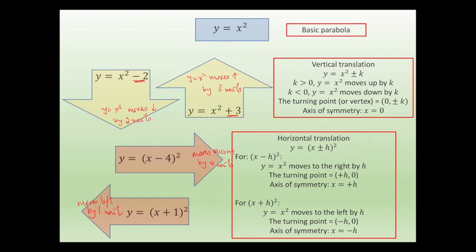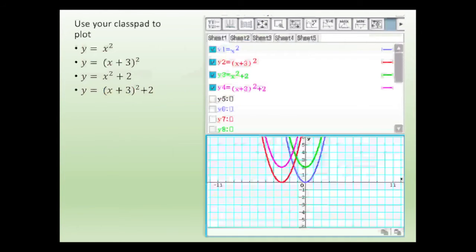Now, how about when we combine (x plus h) all squared plus or minus k? Again, I would like you to use your class pad to sketch this parabola. Pause the video for a while, sketch it first, and then check your answer against mine.